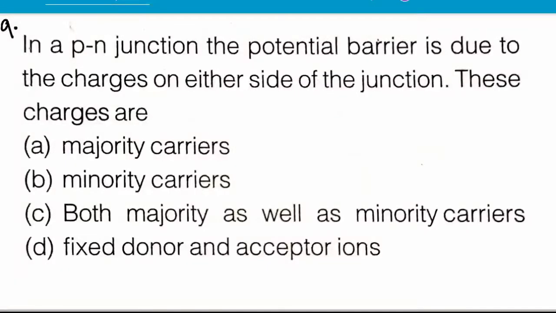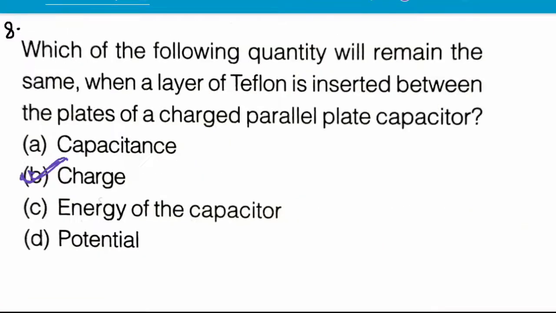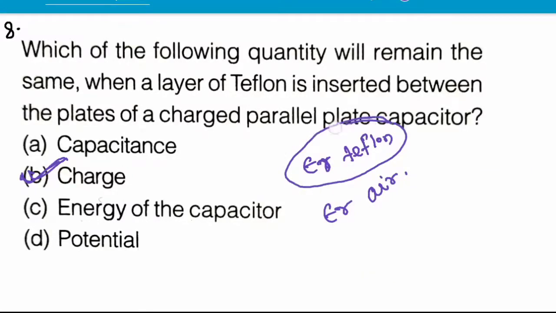Teflon is an insulator, and when different types of insulators are inserted into the parallel plate capacitor, then the charge storing capacity will change, because here the charge storage capacity changes because of epsilon r, relative permittivity. Relative permittivity of Teflon may be more than that of relative permittivity of free space or air or any other insulator. So depending upon this, the charge storing capacity also changes.